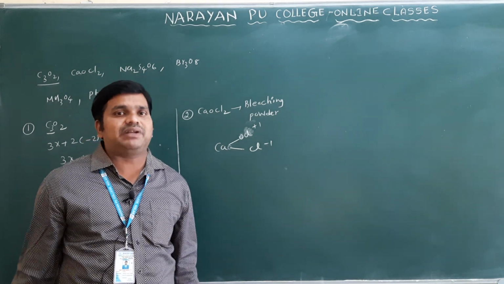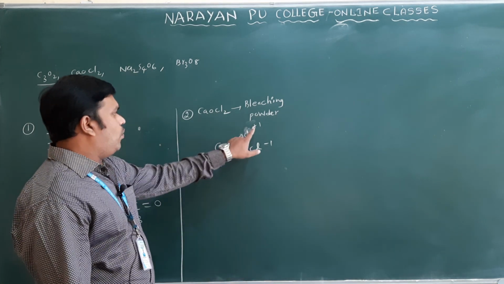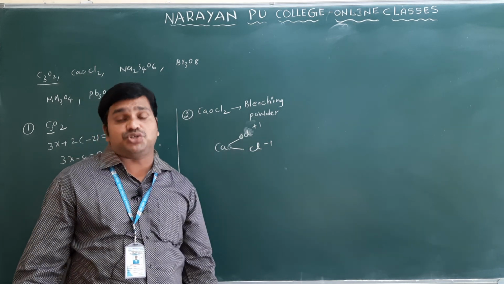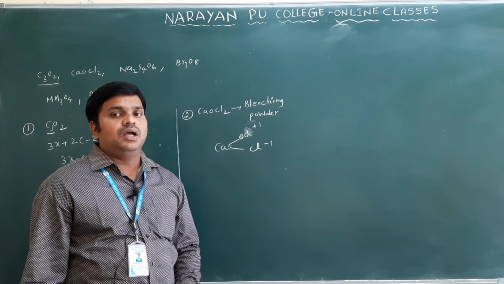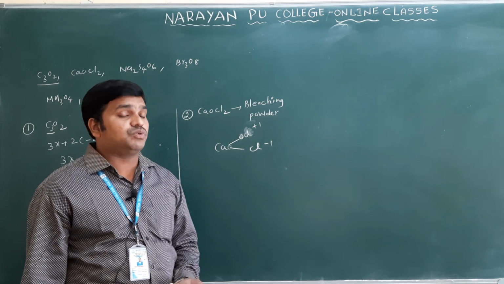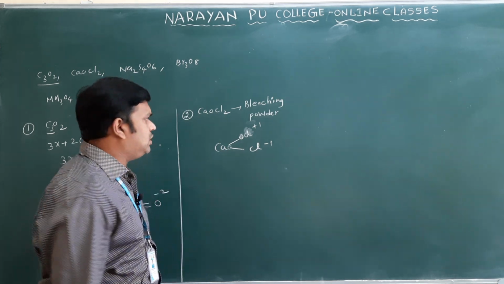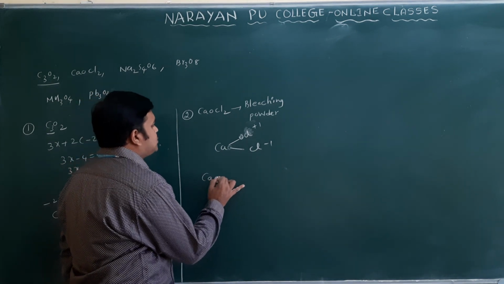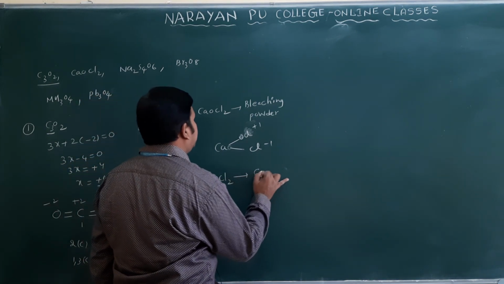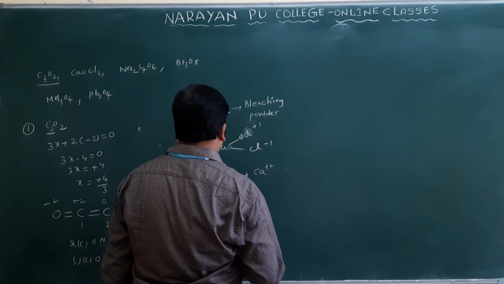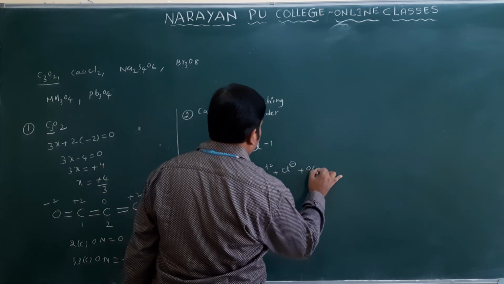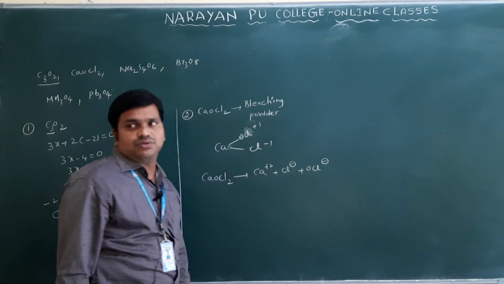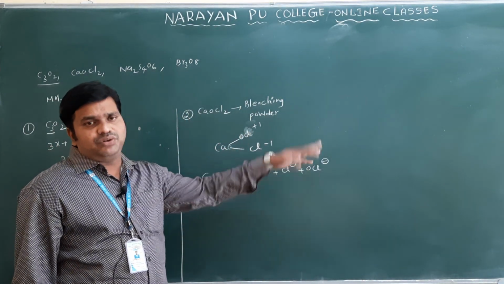If you take the average, you get 1 minus 1 by 2, which is 0 only. The average oxidation number of the chlorine atoms is 0, but one chlorine shows -1 and one chlorine shows +1 only. How does this calcium oxychloride dissociate? It dissociates into Ca2+, Cl-, and OCl-. The Cl- is -1, you can write it here.